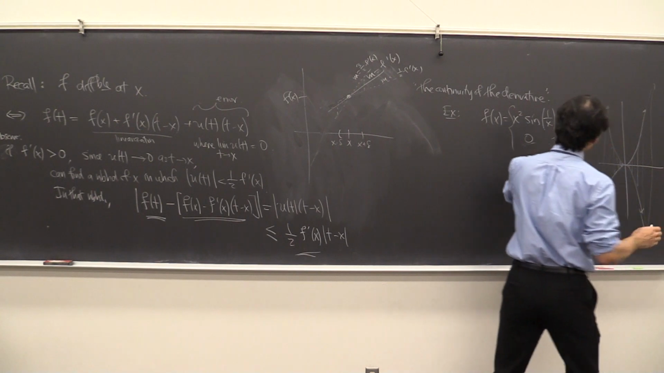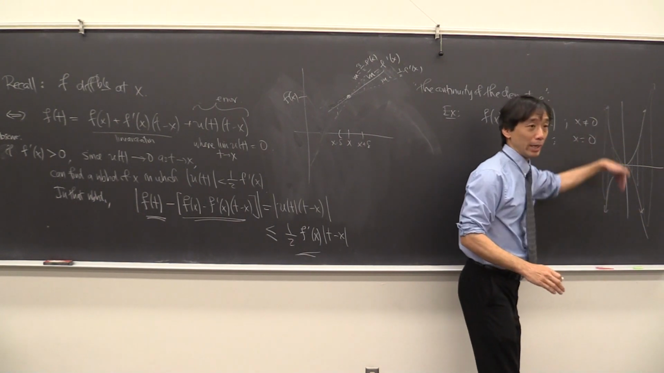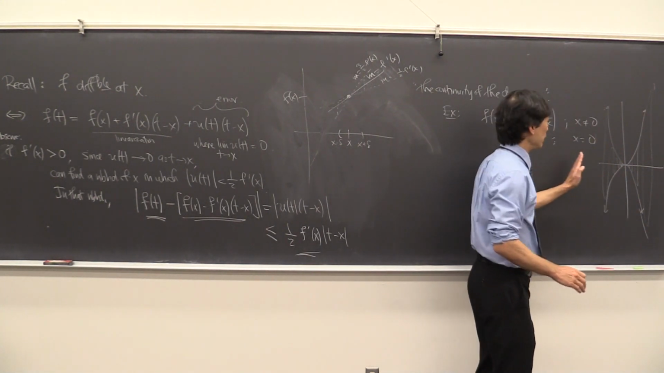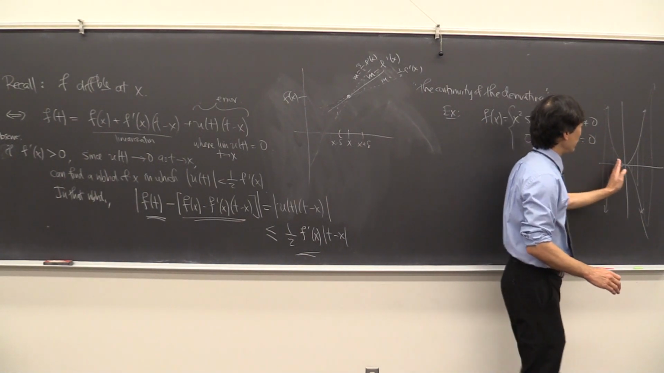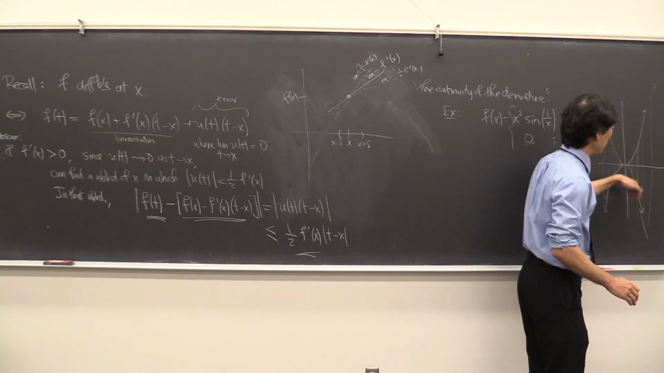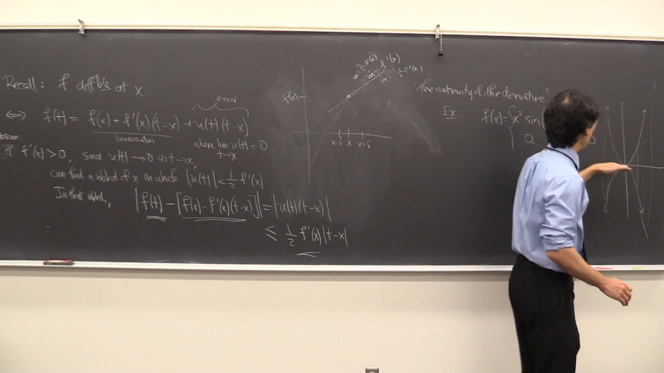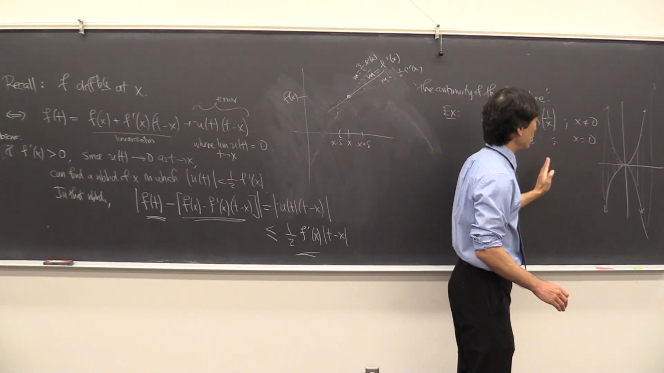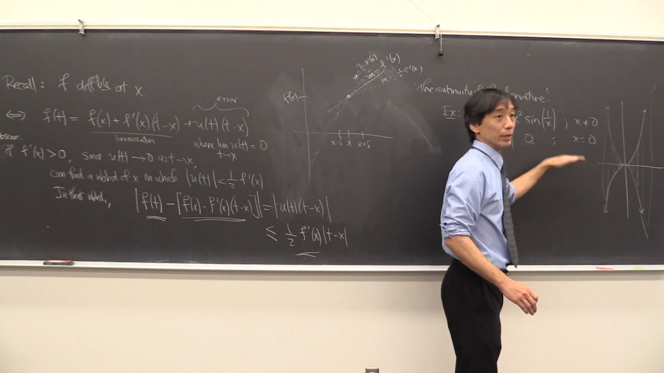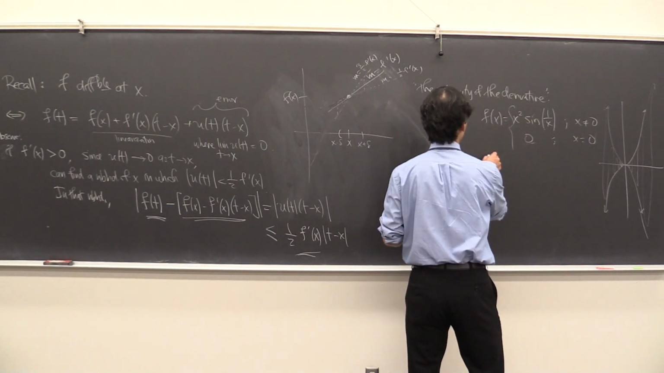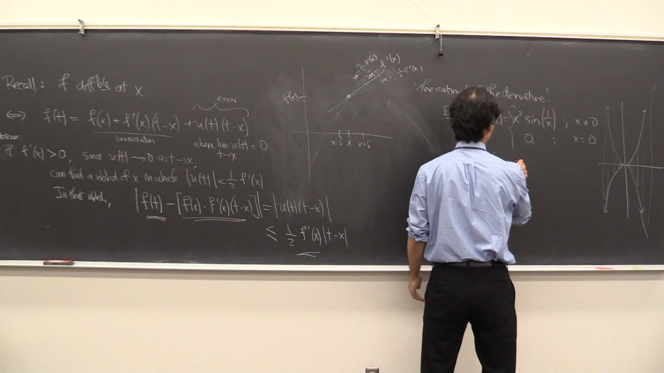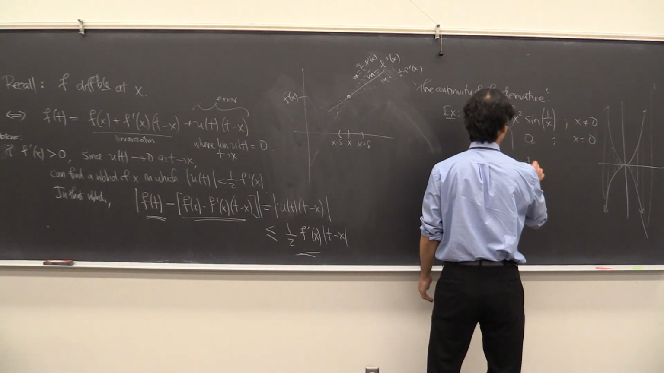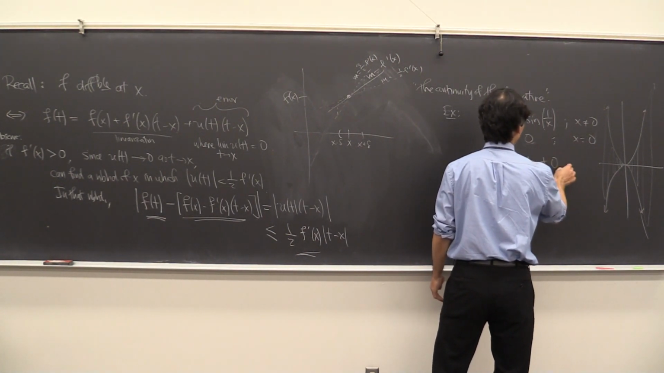Okay. And so the function is going up and down and up and down and up and down, right? So the slopes, as you're heading towards 0, it's still going to have this oscillation, right? So the slopes don't converge, right? So this function's derivative is discontinuous at 0.